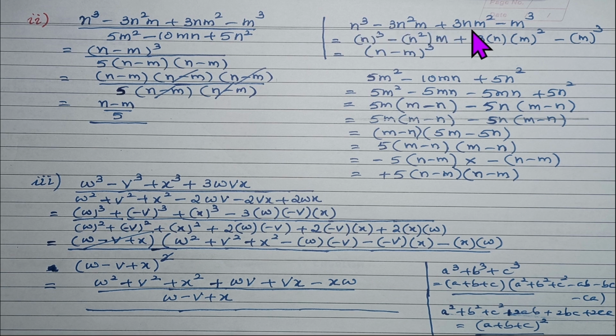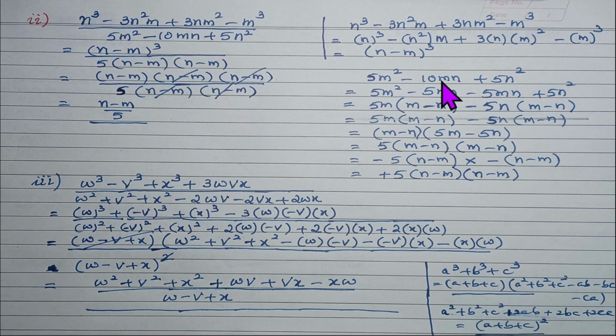a cube minus 3a square b plus 3ab square minus b cube is an identity, so I can apply this identity and write a as n and b as m. Therefore it is an expansion of n minus m whole to the cube, using the identity that a minus b whole cube is a cube minus 3a square b plus 3ab square minus b cube. So the numerator became n minus m whole cube. Now come to the denominator.